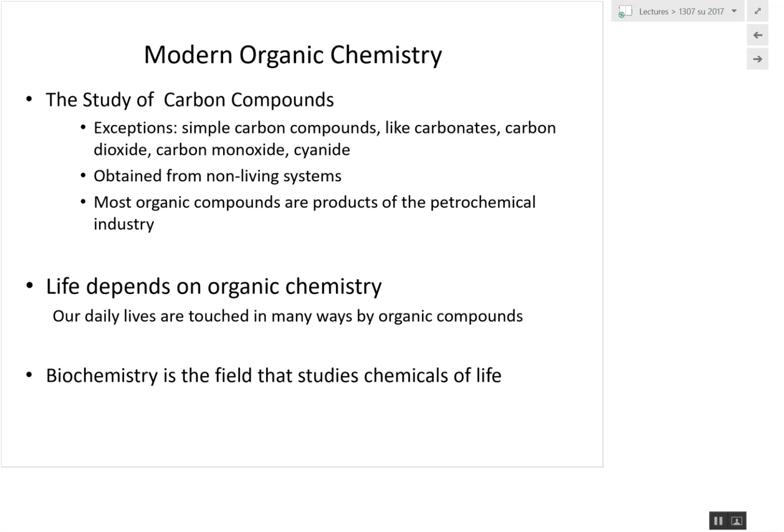Biochemistry is the field that studies chemicals of life, and what we're going to see is that all the biochemical molecules are carbon-based. Sugars, carbohydrates, fats, proteins, DNA, RNA, they all have a very fundamental carbon backbone or nature to them. These just get a little bit more complicated.